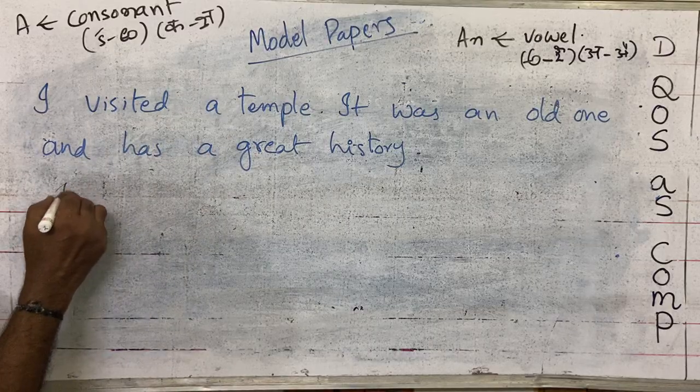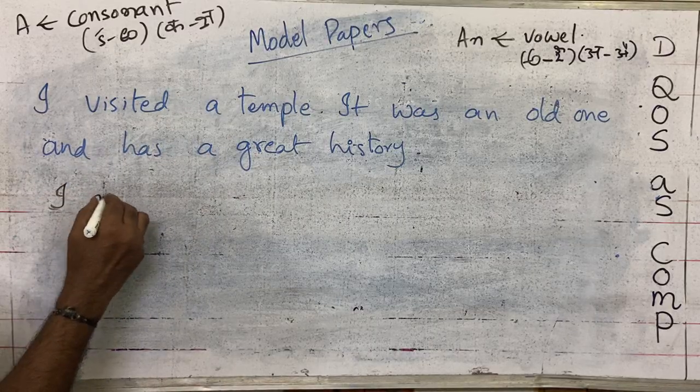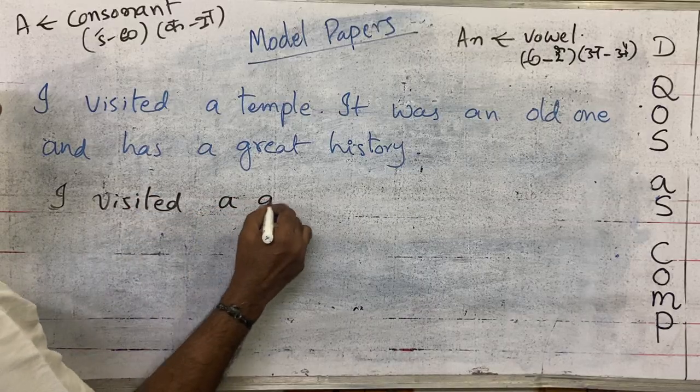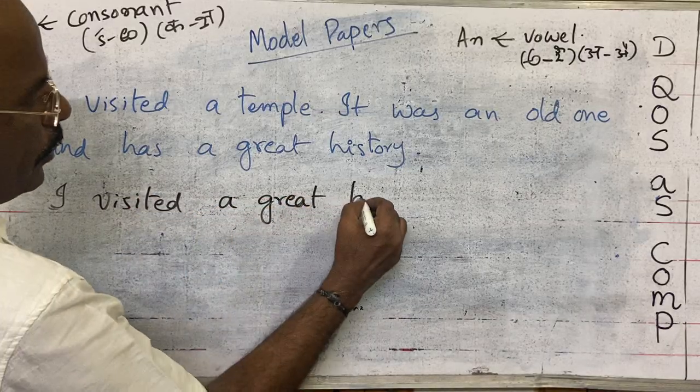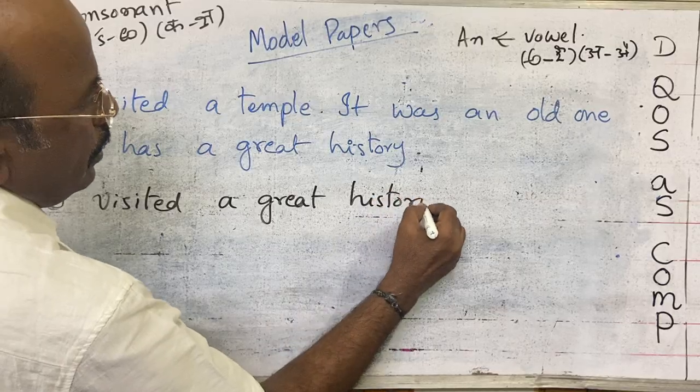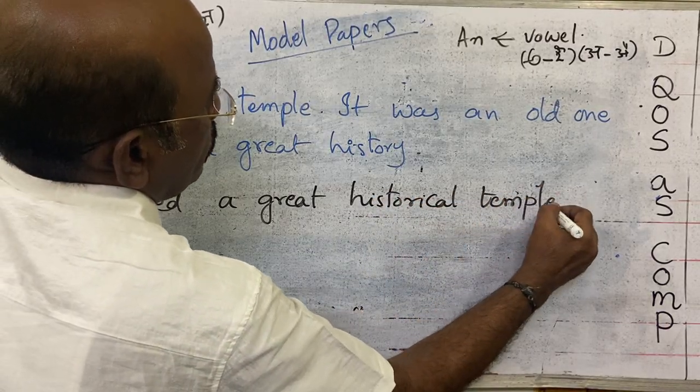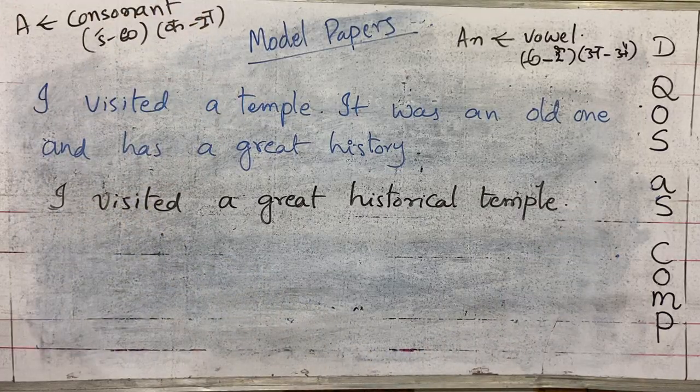I visited a great historical temple. It's a more important bit. It's given two times in the model papers. More important bit. Two times it is given in the model papers. One more is given after this.